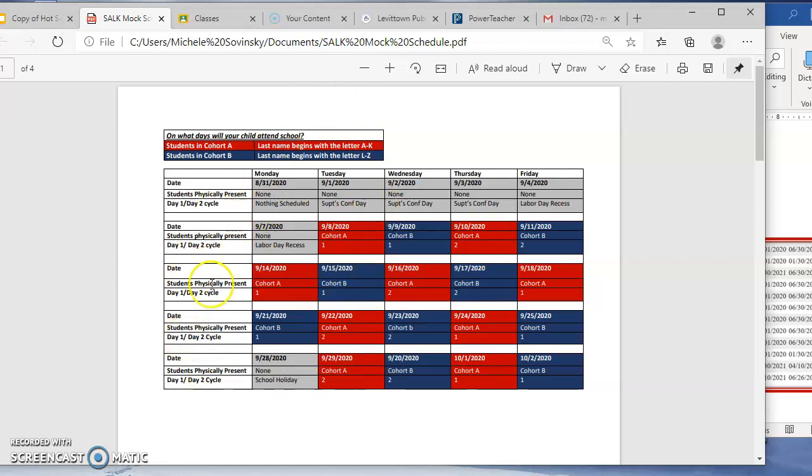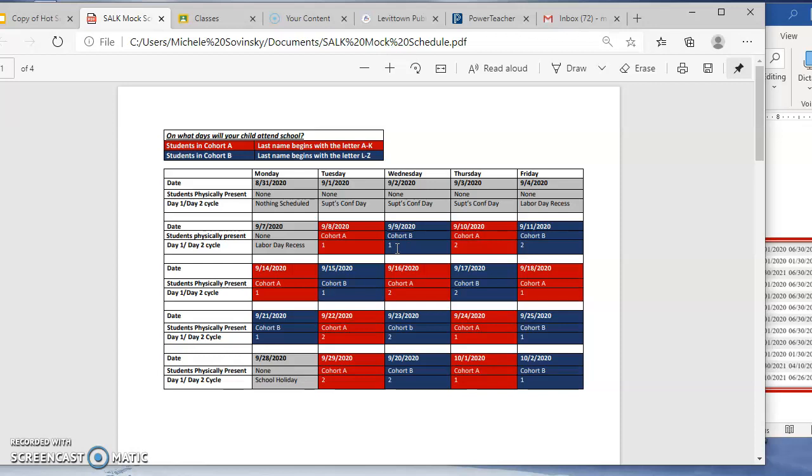If you're looking at this schedule here, Tuesday, September 8th, which is our first day of school, cohort A is going to be in person. These are the students that are physically present on this day, and they're following a day one schedule, whereas cohort B is at home working remotely following a day one schedule. The next day, on Wednesday, cohort B is in person following a day one schedule, whereas cohort A at that time is working remotely following a day one schedule.